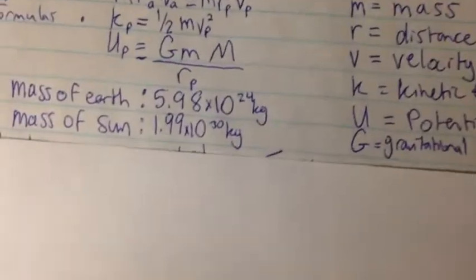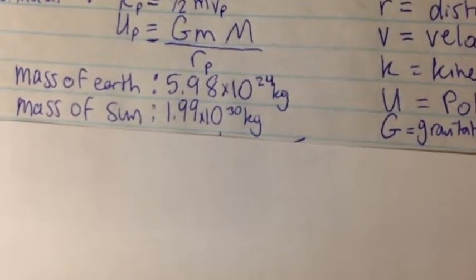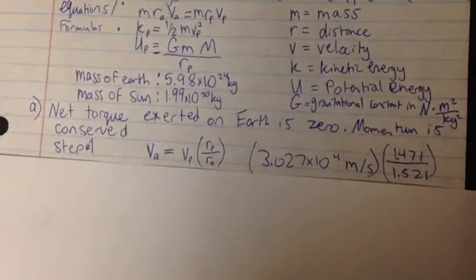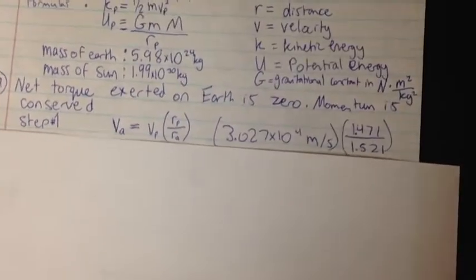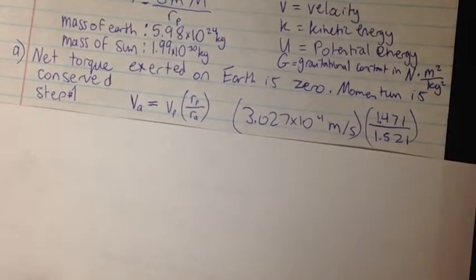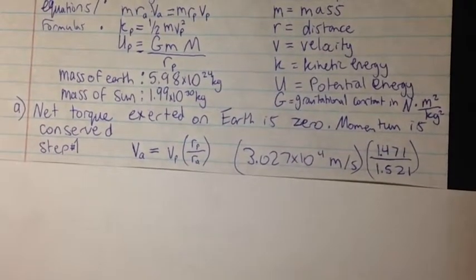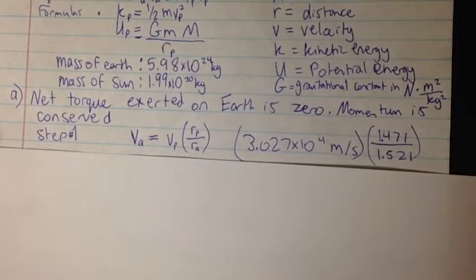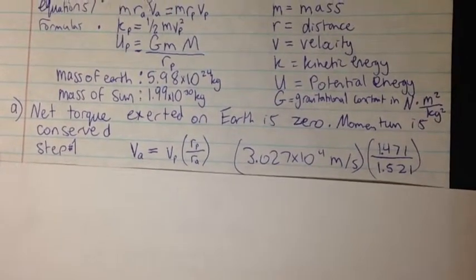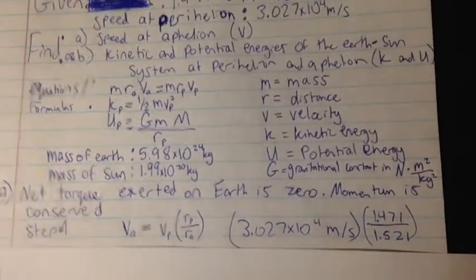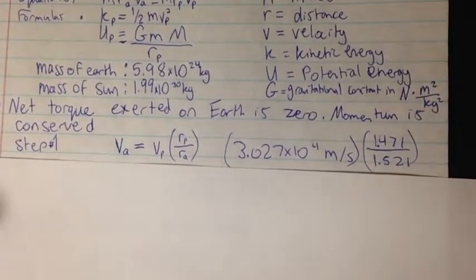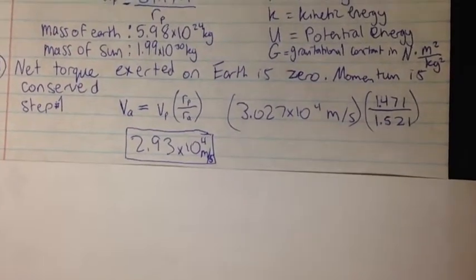Our constants are the mass of the Earth, 5.98 times 10 to the 24th kilograms, and the mass of the Sun, 1.99 times 10 to the 30th kilograms. For A, the net torque exerted on Earth is 0. Momentum is conserved. So, step 1, all we must do is plug in the values from our initial equation and change the order to solve for velocity. Velocity is equal to velocity perihelion times distance perihelion over distance aphelion. Solving for those values, 3.027 times 10 to the 4th meters per second times 1.471 over 1.521 gives us 2.93 times 10 to the 4th meters per second.